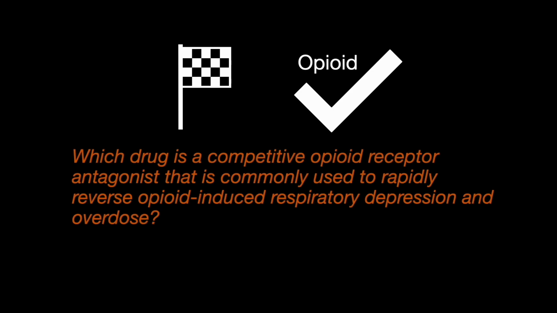And that brings us to the end of today's topic. Now that you have mastered the core functions of opioid receptors, it's time for today's high-yield challenge. If you are ready, here comes today's question. Which drug is a competitive opioid receptor antagonist that is commonly used to rapidly reverse opioid-induced respiratory depression and overdose?